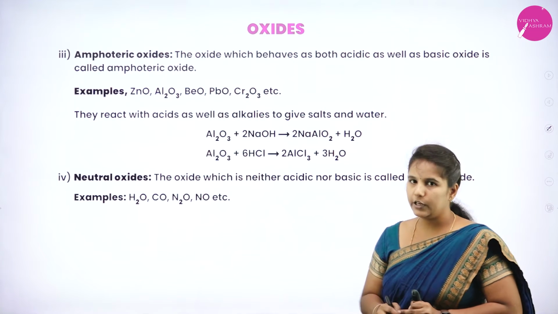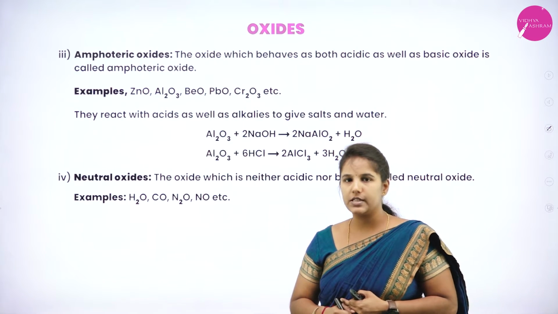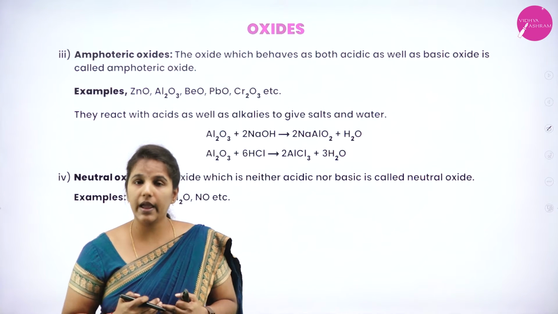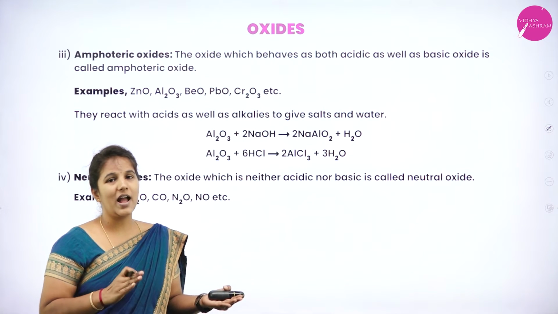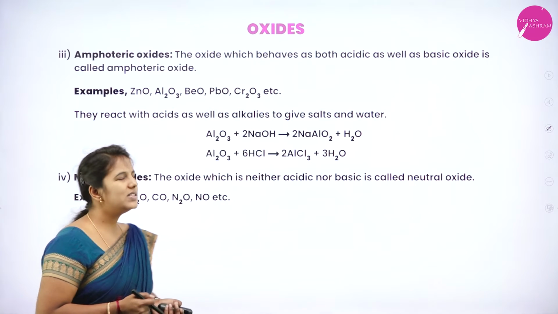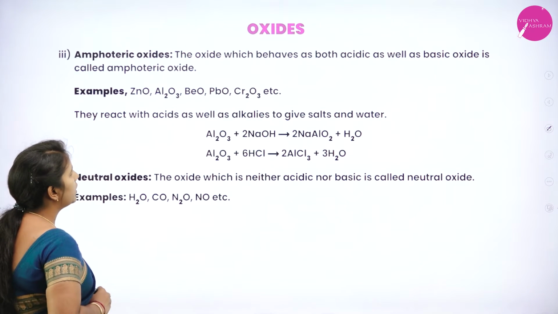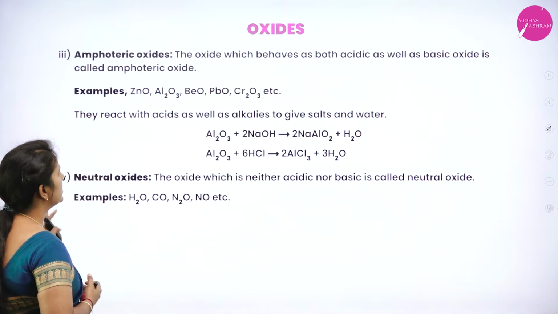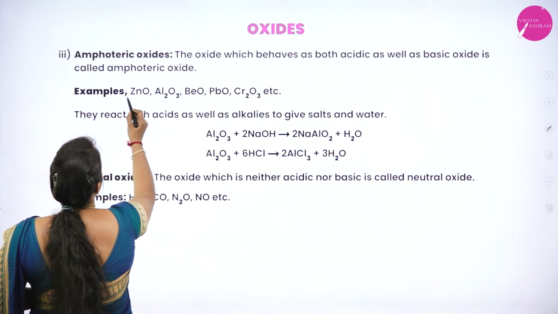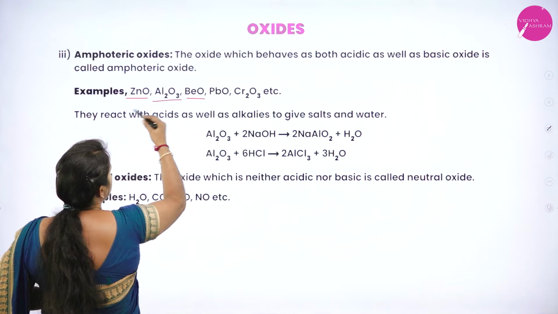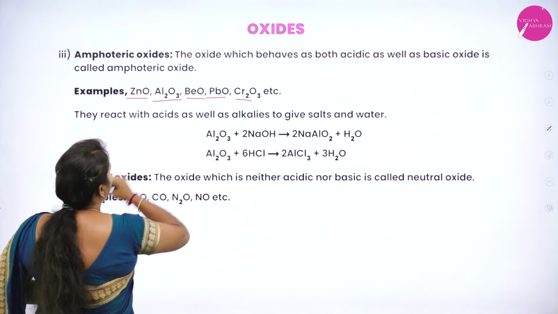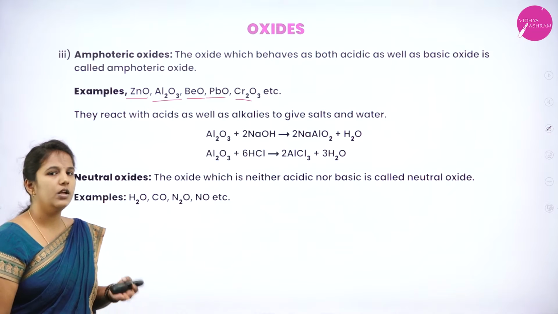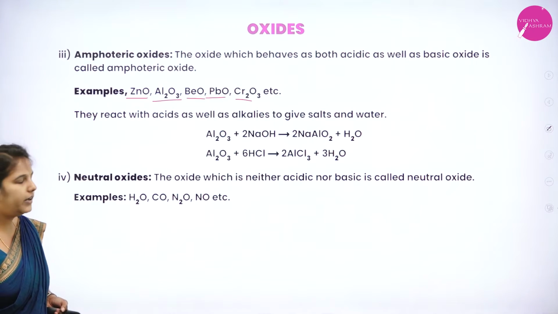Coming to the amphoteric oxides, the name itself shows that it is amphoteric. Amphoteric means the oxides can behave like an acid as well as like a base. We'll see with the reaction. The oxides which are both acidic as well as basic are called amphoteric oxides. Examples are zinc oxide, aluminum oxide, beryllium oxide, lead oxide and chromic oxide, etc. They react with an acid as well as with a base to give the respective salts and water.